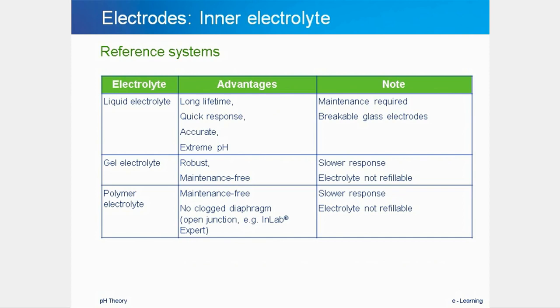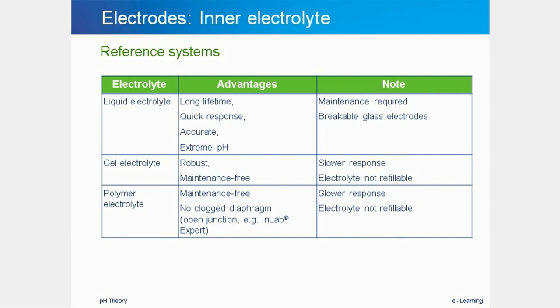The next item, which is important in the choice of electrode and is related to the type of junction used, is the choice of the reference electrolyte. The first type of reference electrolyte is the liquid reference electrolyte. This has a fast response because of the fast flow through the junction. It is also accurate and can be used for extreme pH value measurements. The lifetime of electrodes with liquid reference electrolyte is relatively long, as the electrolyte can be exchanged and topped up to prolong the electrode lifetime.